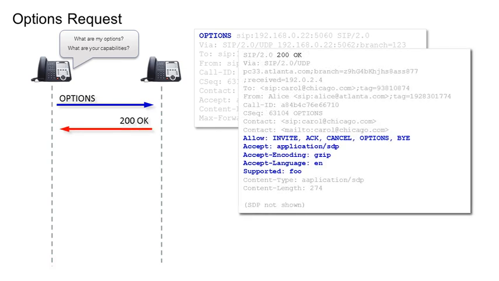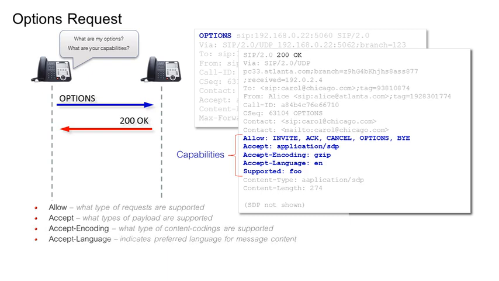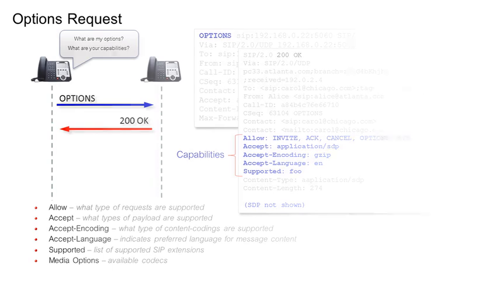It's the 200 OK response that contains the special capabilities headers, the Allow header, for example, that describes the request types acceptable to the user agent, the range of Accept headers that describe things like payload type, content encoding types, acceptable languages, and so on. There's the Supported header that lists any SIP extensions supported by the user agent. And in the message body, there'll be the user agent's media options describing the codecs it's willing to use.